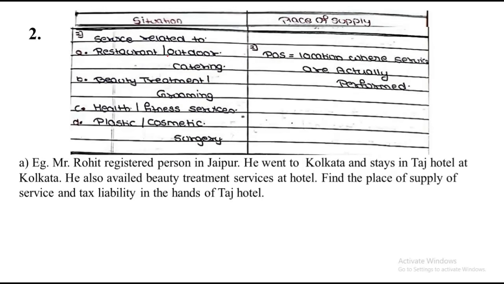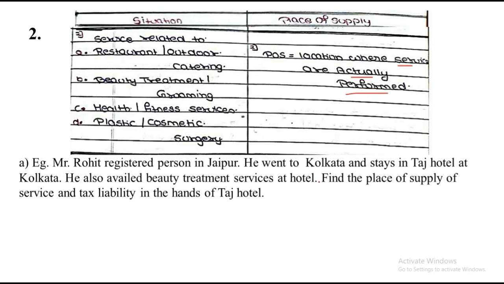Second, services related to restaurant, outdoor catering, beauty treatment, grooming, health, fitness service, plastic and cosmetic surgery. So any services related to restaurant, beauty, health, plastic surgery, cosmetic, the rule is the place of supply will be the location where the services are actually performed. Very simple: wherever these activities are taking place, that place will be your place of supply. To understand that, we take up an example. Mr. Rohit, a registered person in Jaipur, went to Kolkata and stayed in Taj Hotel at Kolkata.